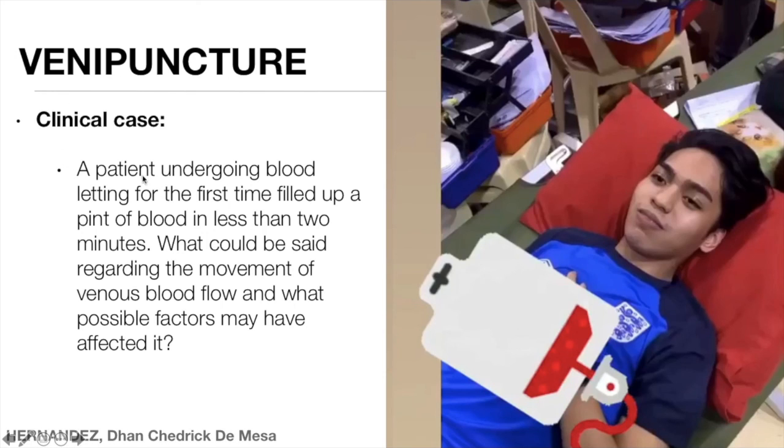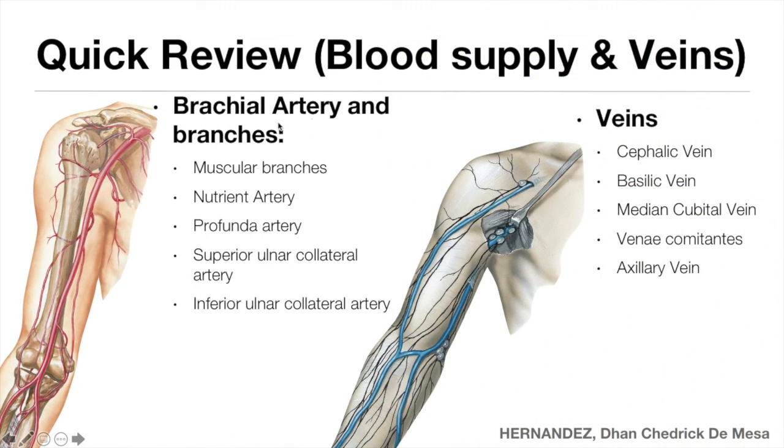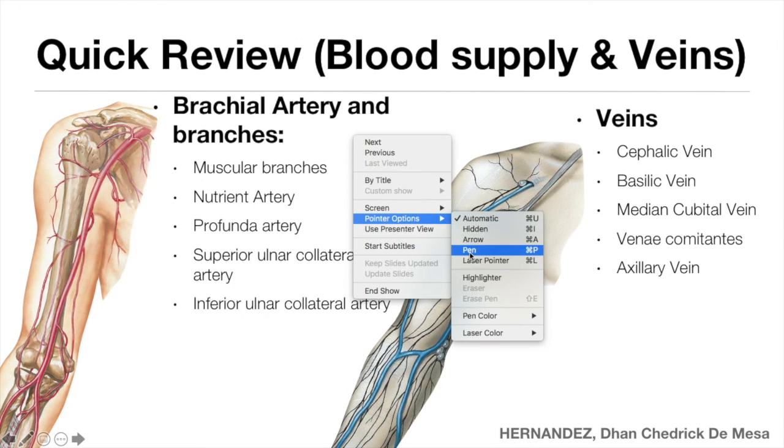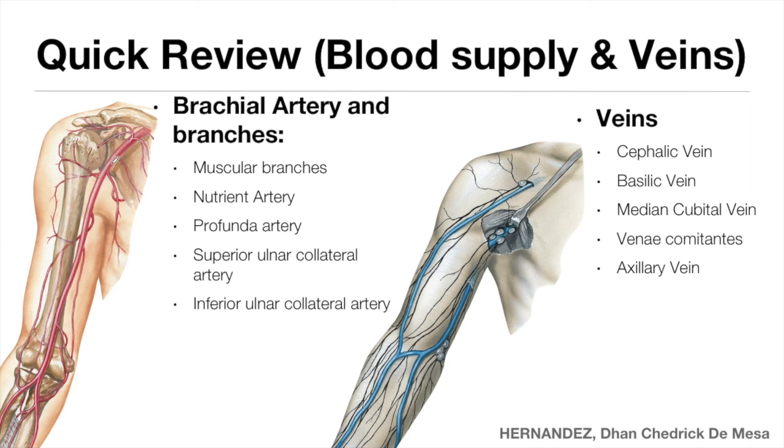So the clinical case: the patient undergoing bloodletting for the first time filled up a pint of blood in less than 2 minutes. What could be said regarding the movement of the venous blood flow and what possible factors may have affected it? Personally speaking kasi, I've consulted with my friends in the medical technology field, and they've mentioned the review of the blood supply, these are the blood supply of the arm, okay? Wait lang, where's my pointer? Pen.